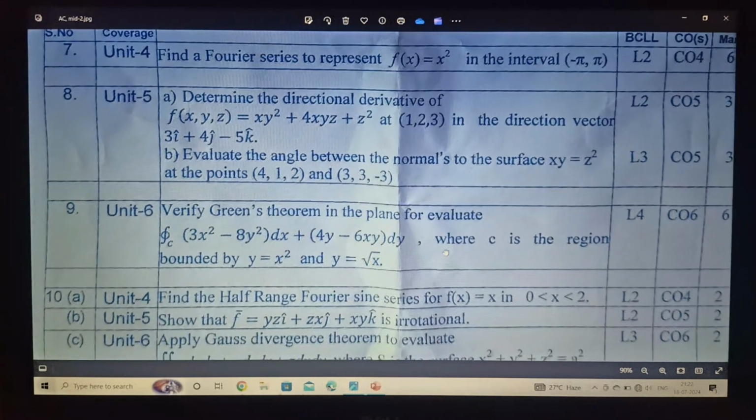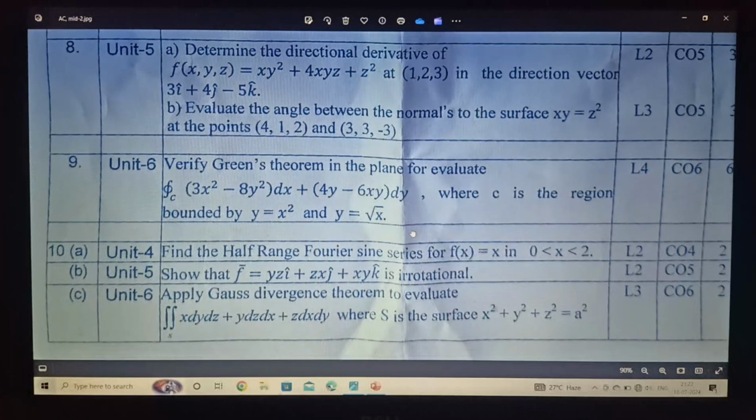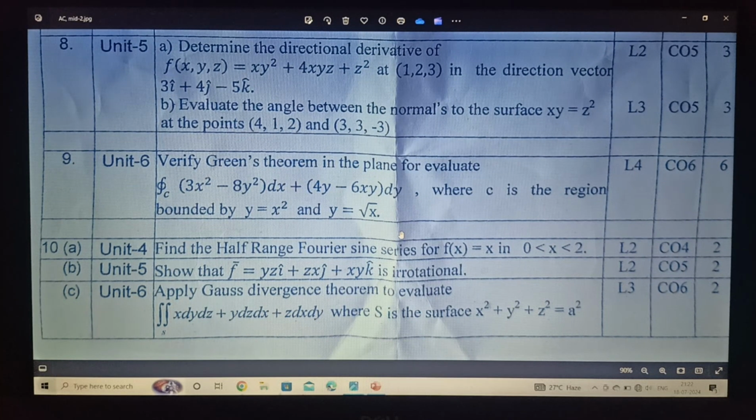Next, the 10th question. This is also a long question from 3 units, of 2 marks each. In the first question A, find the half range Fourier sine series for f of x equal to x in the interval 0 to 2. Any function can be given to us, and we find the series in different types of intervals. Here a sine series is asked, so the interval is 0 to L, that is 0 to 2.